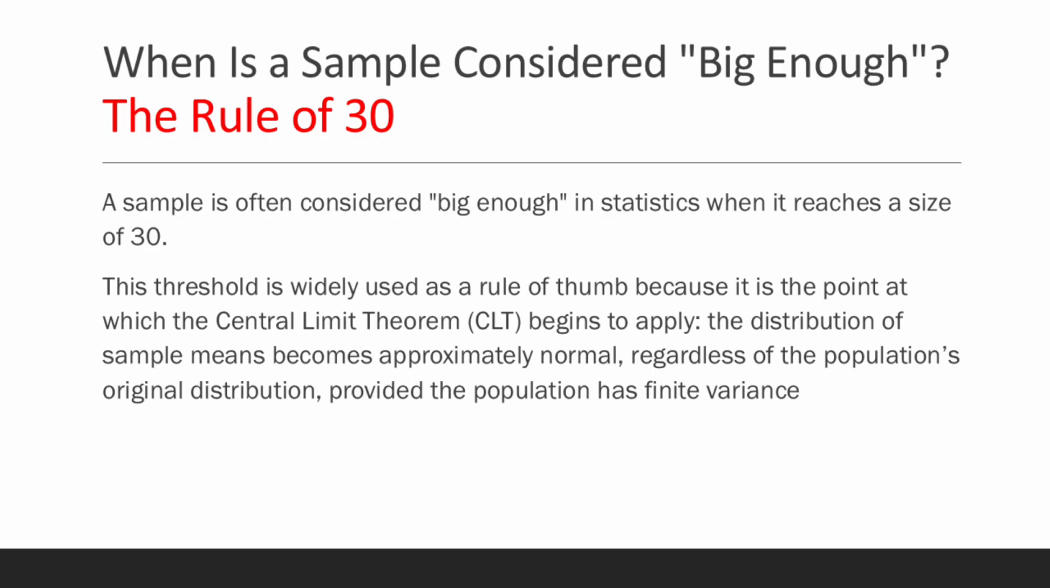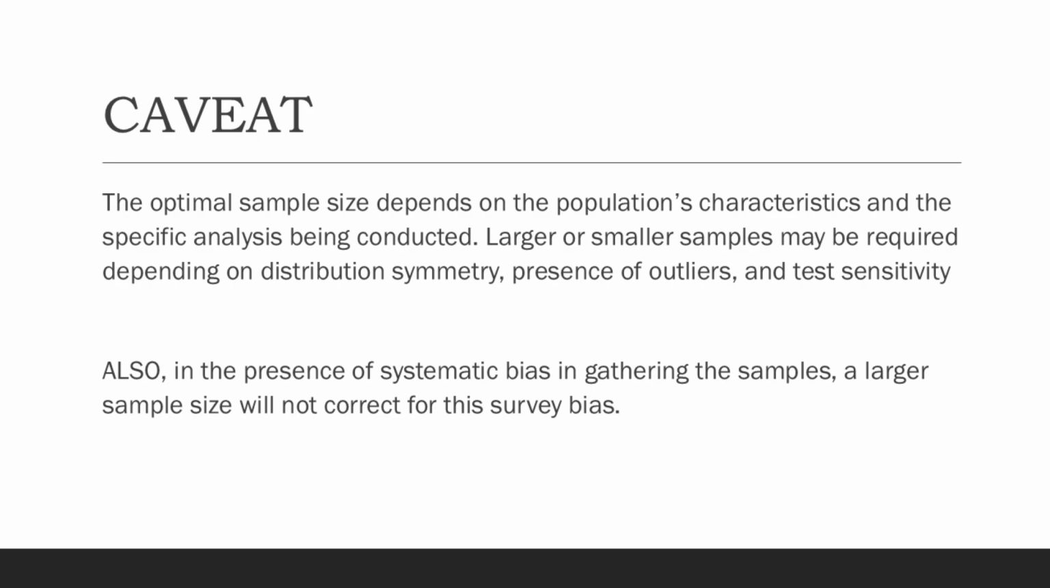This threshold is widely used as a rule of thumb because it's the point at which the Central Limit Theorem begins to apply. The distribution of the sample means becomes approximately normal regardless of the population's original distribution, provided the population has finite variance. Now, caveat. The optimal sample size depends on the population's characteristics and the specific analysis being conducted. Larger or smaller sample sizes may be required depending on distribution symmetry, presence of outliers, and test sensitivity, etc.